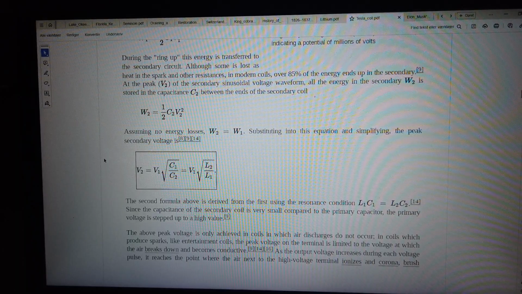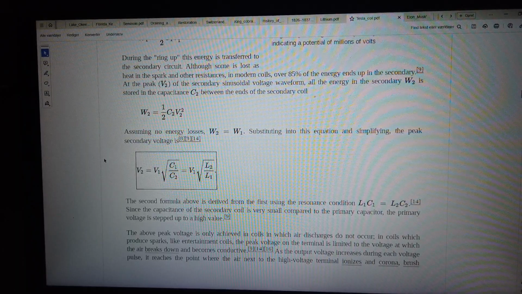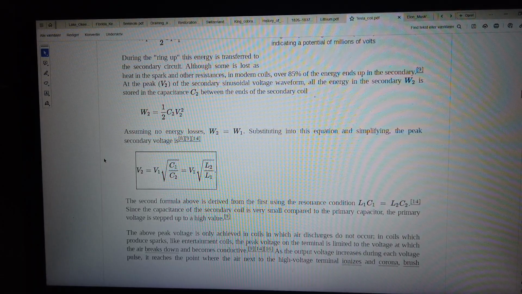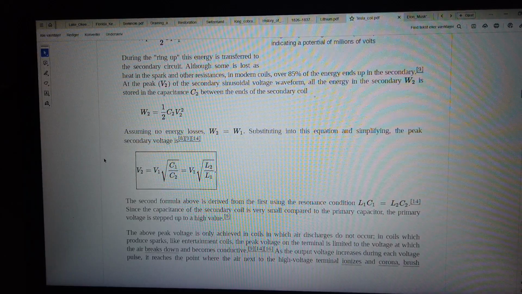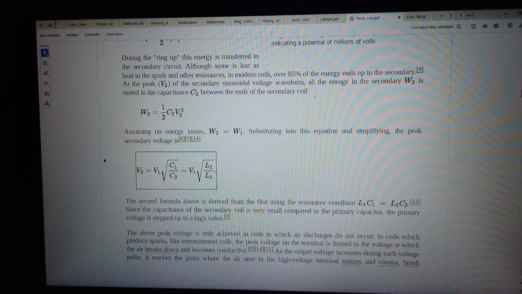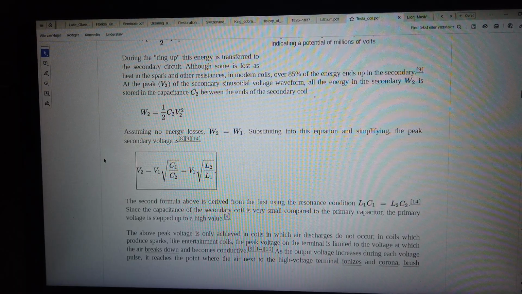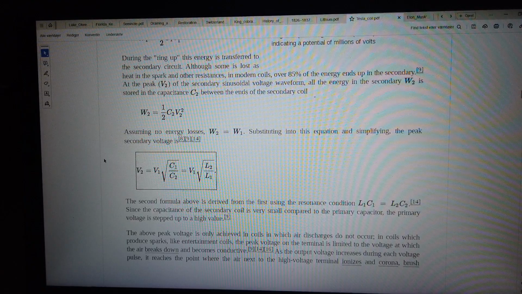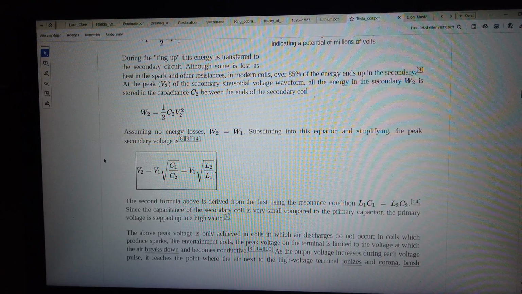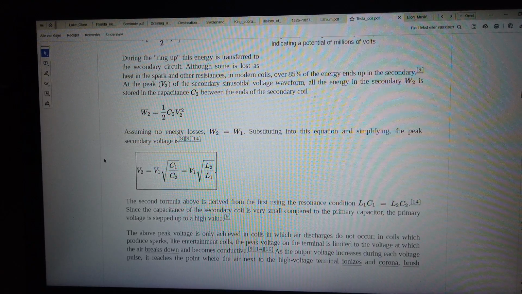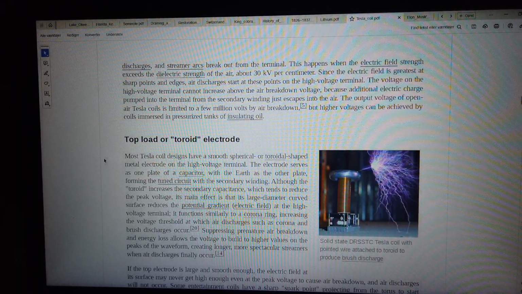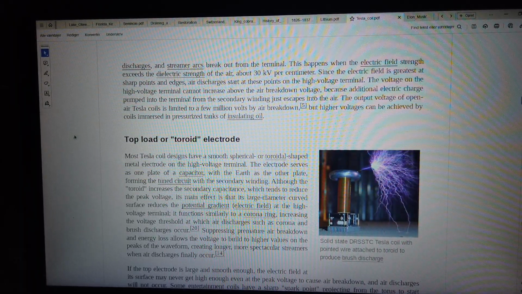The above peak voltage is only achieved in coils in which air discharges do not occur. In coils which produce sparks, like entertainment coils, the peak voltage on the terminal is limited to the voltage at which air breaks down and becomes conductive. As the output voltage increases during each voltage pulse, it reaches the point where the air next to the high voltage terminal ionizes and corona, brush discharges, and streamer arcs break out from the terminal.